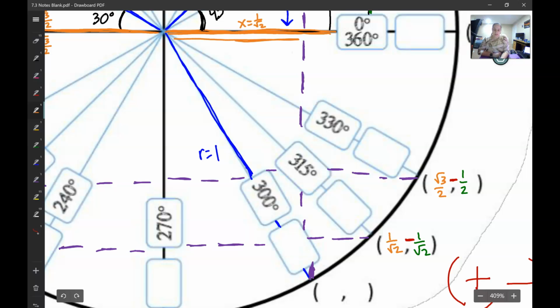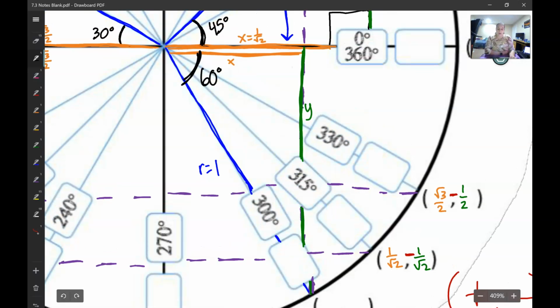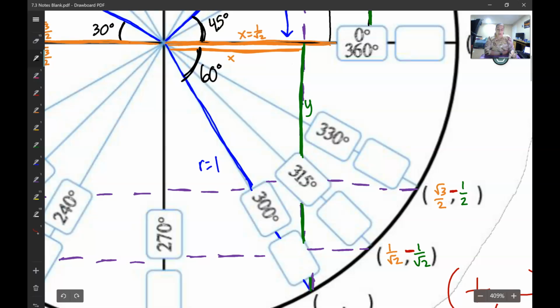So this side to side X right there, and this up and down Y right there. Now I know this angle is going to be my 60 degrees because that's what it was in the first quadrant when I reflected it. And now once again, this is going to be a 30, 60, 90, except the sides are flipped.